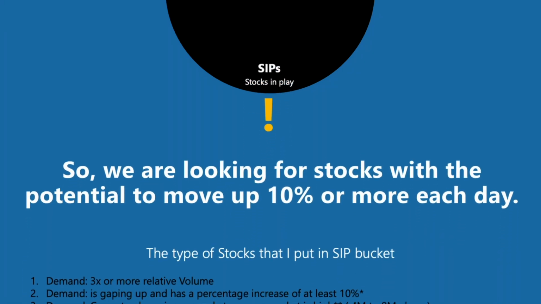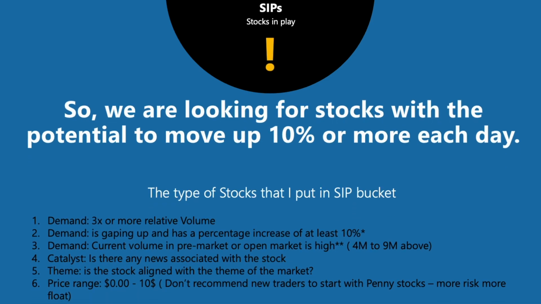So in this chapter, we are looking at how we find the stocks to trade. These stocks are particularly called stocks in play, SIP. We are looking for the stocks with the potential to move up 100% or more each day. So how do we define that this particular stock is SIP or a normal stock?